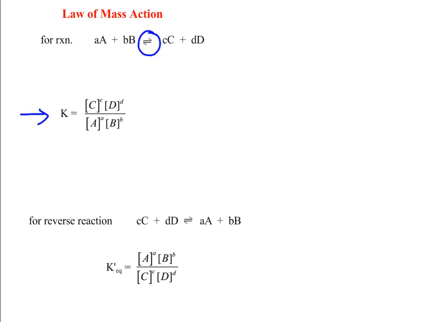K is the equilibrium constant, and sometimes it's written as KEQ. And it is, very simply, the concentration of each product raised to its coefficient. So I have product C raised to C moles. I have product D raised to D moles. However many products I have, I do that in the numerator. In the denominator, it's the number of moles of A is the power of reactant A, and reactant B is raised to the number of moles of reactant B.